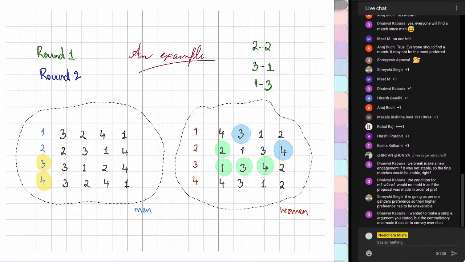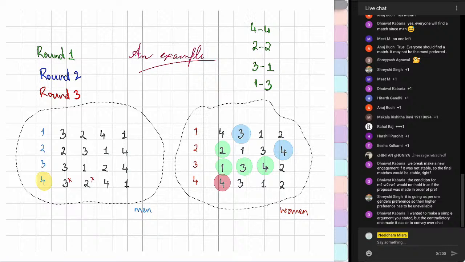Okay. And now 4 proposes to 4 because that's going to be round 3. And this is the round where it's all going to end. Right now, notice that only 4 is single, and 4 is going to propose to 4 because 4 has been rejected by both 3 and 2. So 4 is going to propose to 4, and for the woman 4, this is actually a best possible match. So she's going to accept, even though it's the third position on 4's list. Okay, so at this point 4 to 4 gets added to the stable matching.